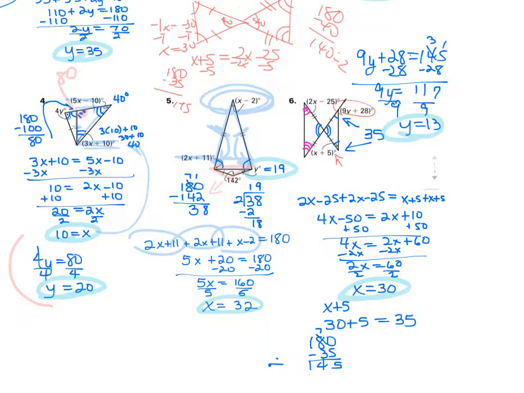Now, in some of the triangles, you may be able to find y first. You're going to have to evaluate each problem and figure out what needs to be done first. And it'll be different. Everybody good on 1 through 6?